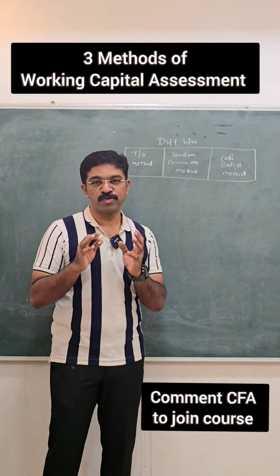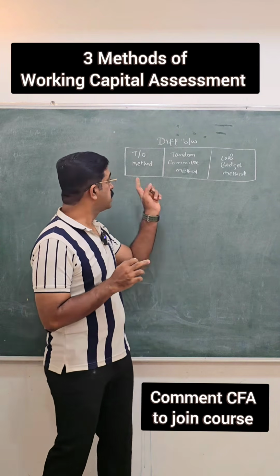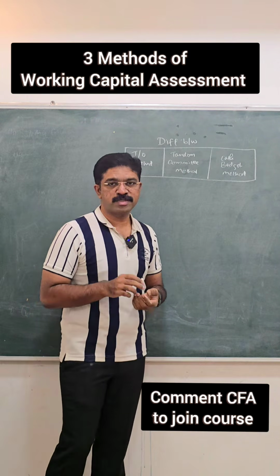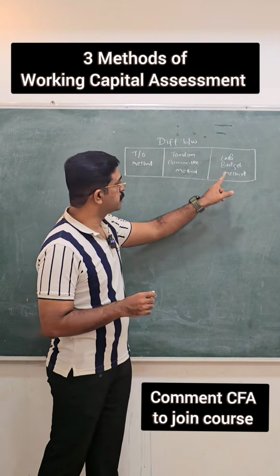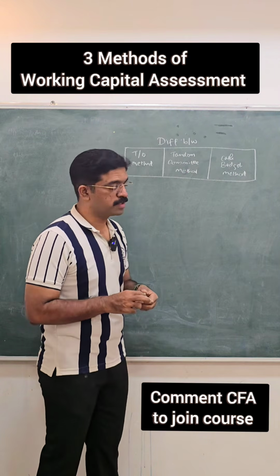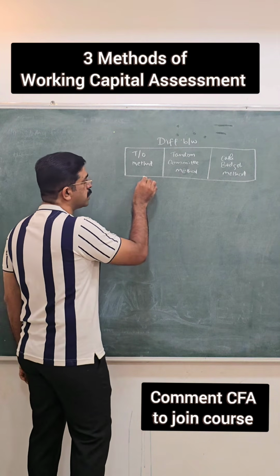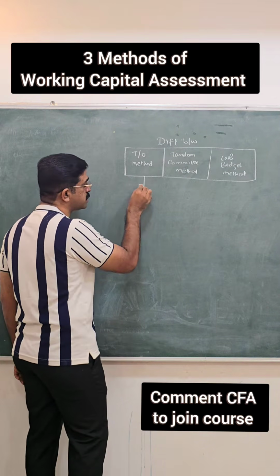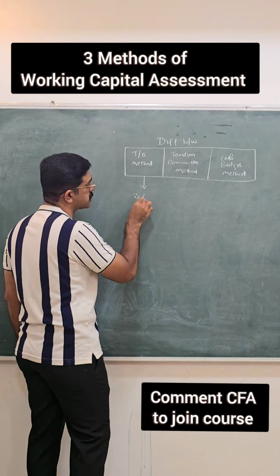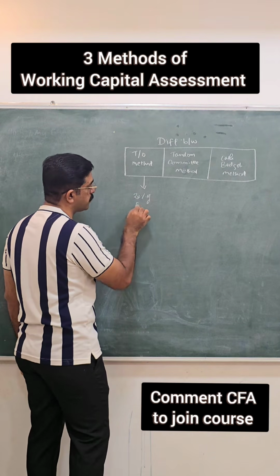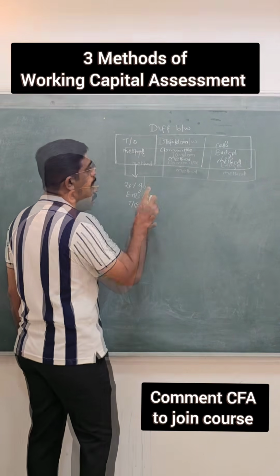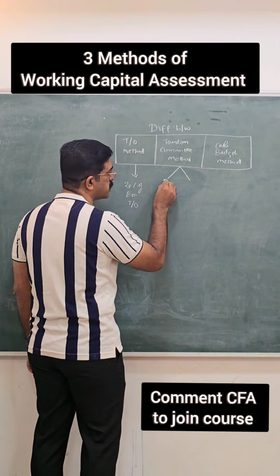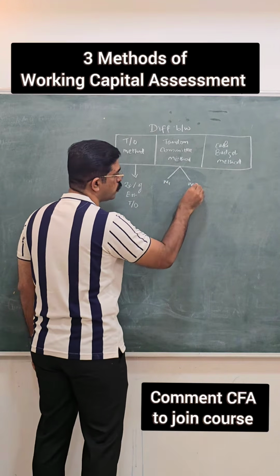In this video, I'll take you through the difference between the three methods that are used for assessing working capital. One is the turnover method, the other one is the Tandon committee method, and the third one is the cash budget method. In the turnover method, the working capital requirement which the bank can finance is considered as 20% of estimated turnover. Under the Tandon committee method, there are two sub-methods, that is method 1 and method 2.